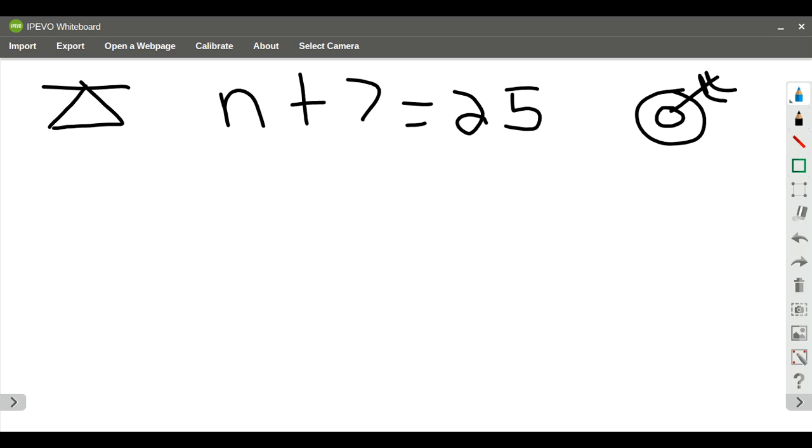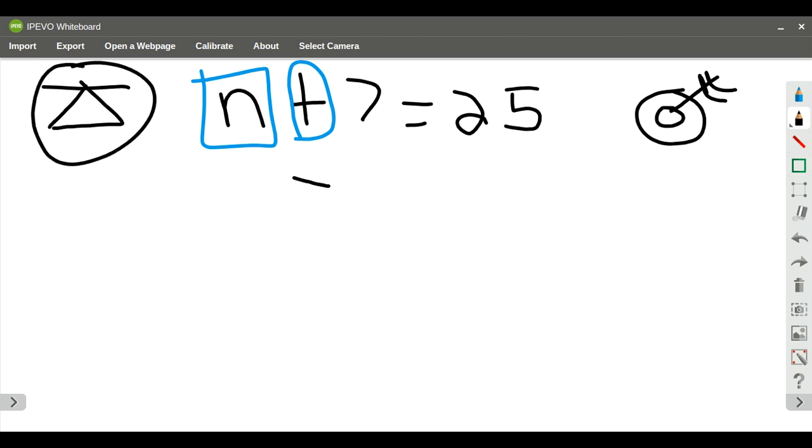So the first thing I want to do is get the variable by itself. So I want to get n alone. In order to get n alone, I have to use an inverse operation. So I'm using addition, and because I'm using addition, the inverse operation is going to be subtraction. But the property of equality that I learned yesterday said that if I subtract a value from one side, in order to keep it balanced, I need to subtract the same value from the other side.